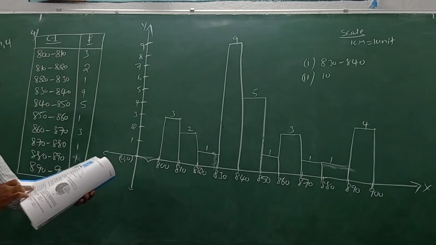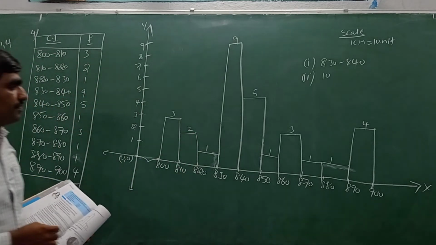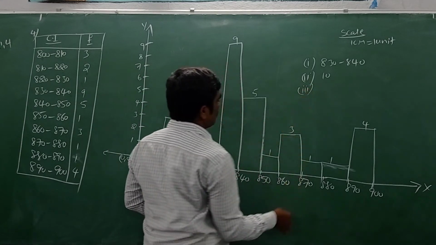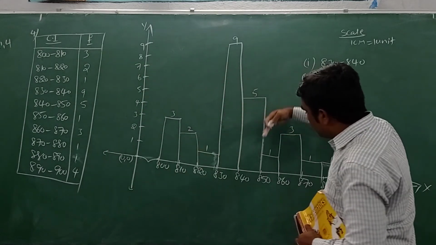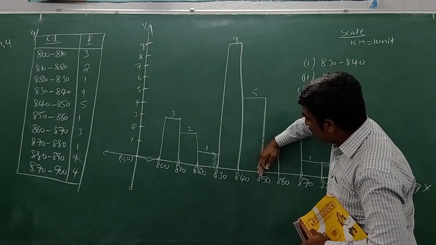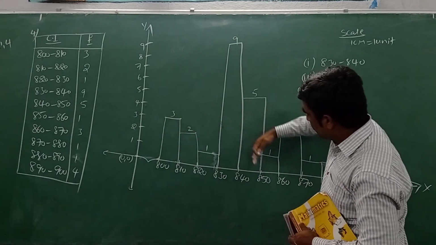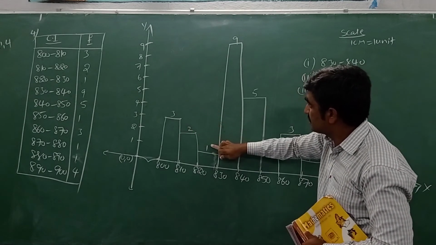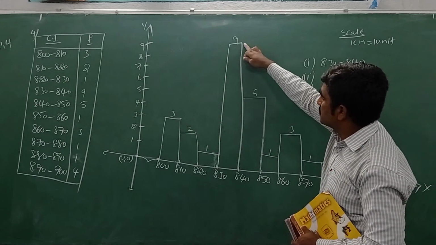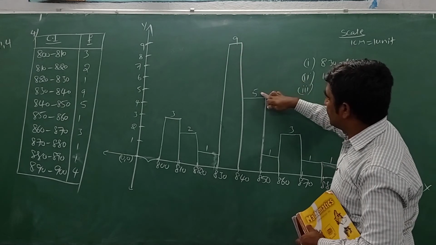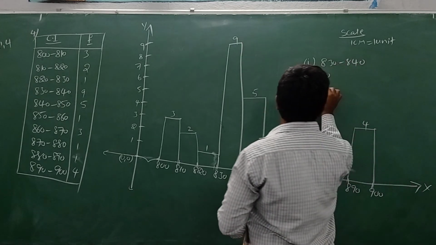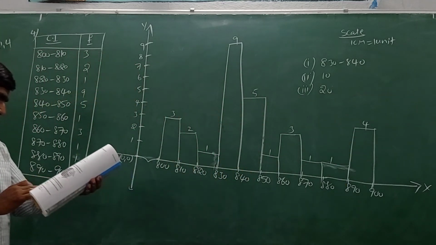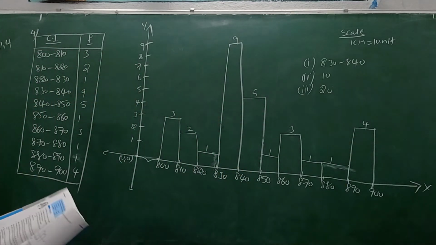Next, the third one: they are asking how many workers earn less than 850. Less than 850 means, see all of these before, from 800 to before 850, all will be considered. 3 plus 2, 5, 5 plus 1, 6. 6 plus 9, 15. 15 plus 5, 20. Yes, 20 workers will earn less than 850.